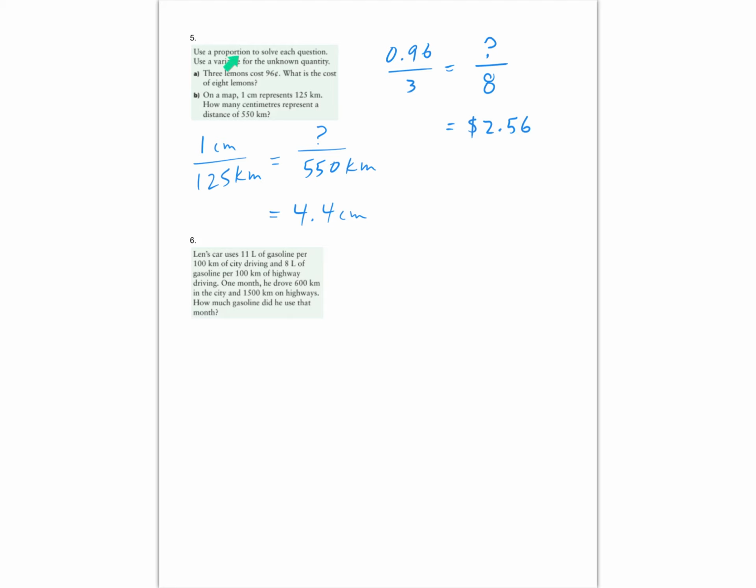Okay, here, use a proportion to solve each question. Use a variable for the unknown quantity. So for this first one with lemons, let's just figure out the answer, and then I'll go back to what the variable could be. When you set up a proportion, you always put price on top. So if it's 96 cents for 3 lemons, how many is it for 8? Once you have a proportion set up, it means that when I divide 0.96 by 3, I have to get the same answer I would get if I take whatever this is and divide it by 8.